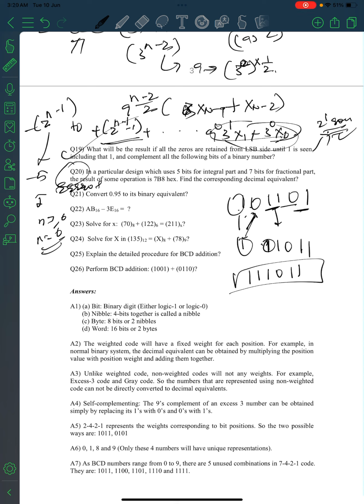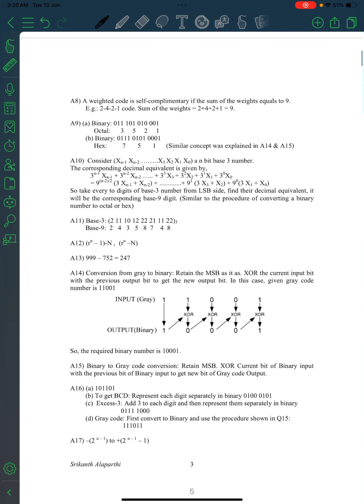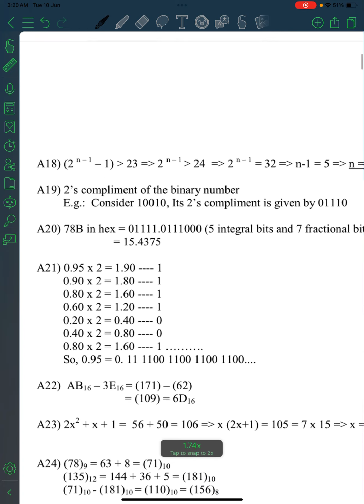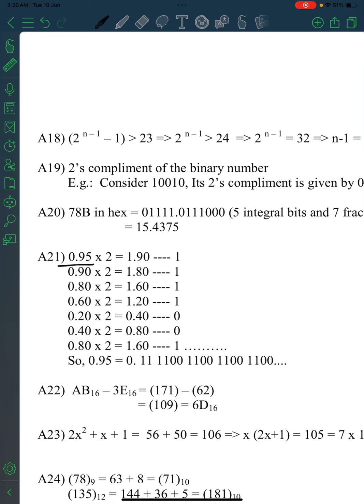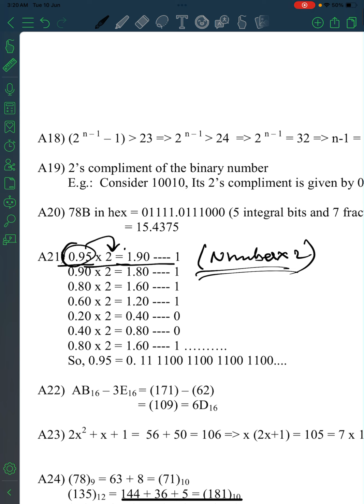Convert 0.95 to its binary equivalent. Bro, it's not a quite lengthy process. This is the process. 0.95 times 2 gives 1.90, the given number is continuously multiplied by 2. Now 0.90 multiplied by 2, we get 1.80, and this multiplied by 2, we get 1.60.